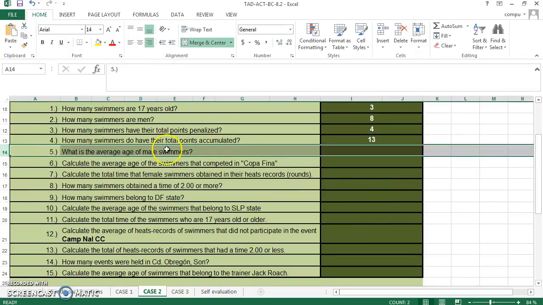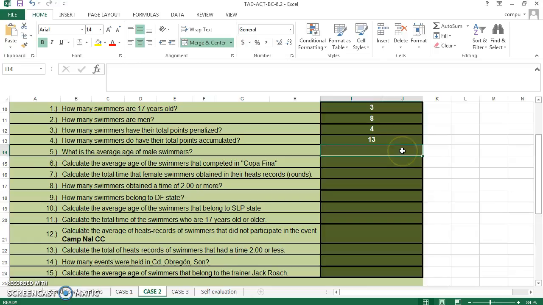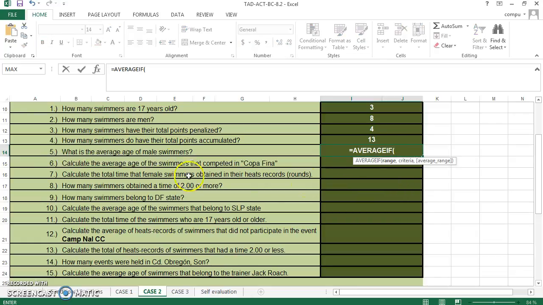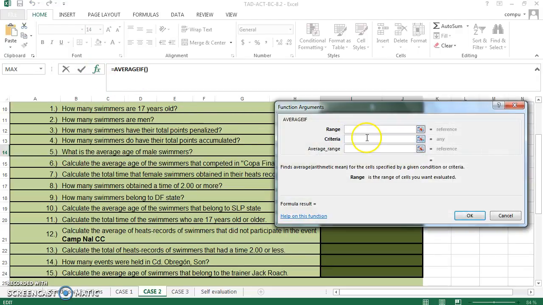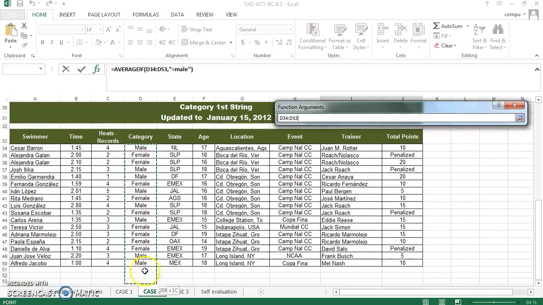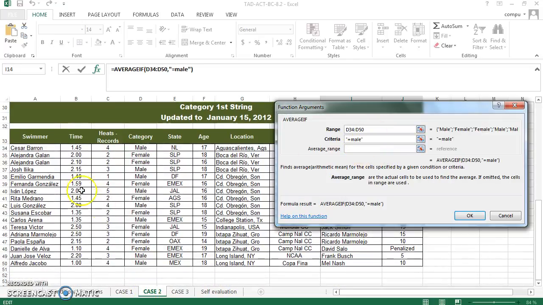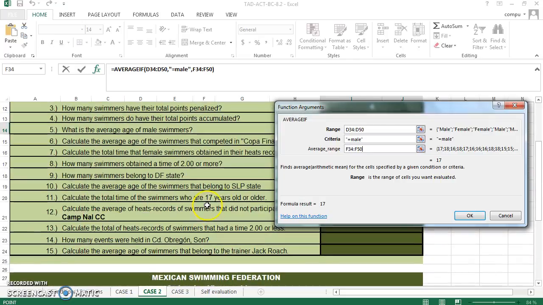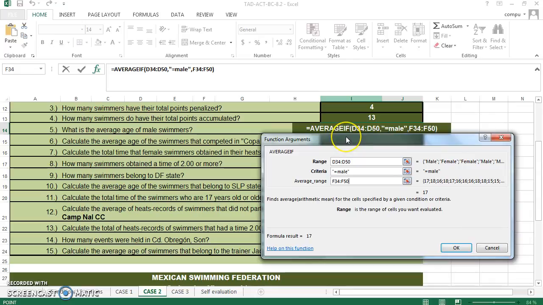What is the average age for male swimmers? So we want only the average for only males. So my criteria will be equal to male. The cells containing the information are in the category, and we want the average age in column F. There. The answer is 17.